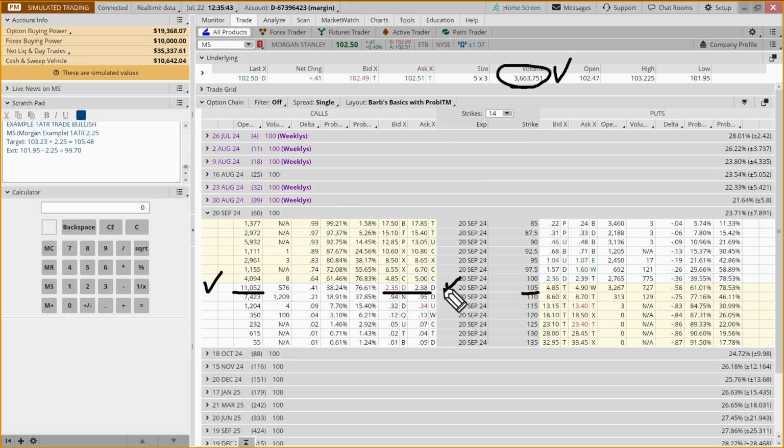And then on a technical entry, was the stock uptrending? Yes. Was it bouncing off a support level? So we have a check there. Had it recently broken through a resistance level? Check there. Now the next step is position sizing.